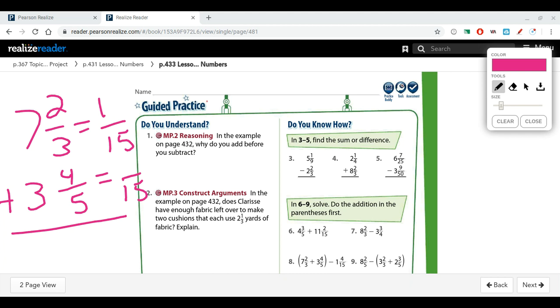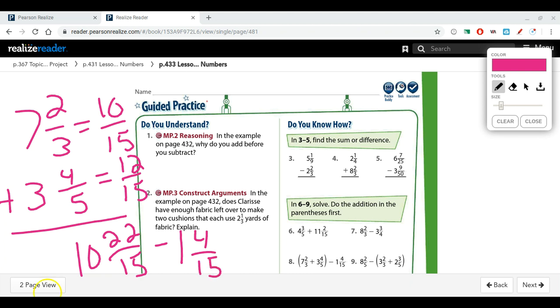And so here I have 10/15. Here I have 12/15. So I'm going to add. 10 added to 12 is going to be 22/15. 7 added to 3 is going to be 10. So now I have 10 and 22/15, and I'm going to subtract 1 and 4/15.